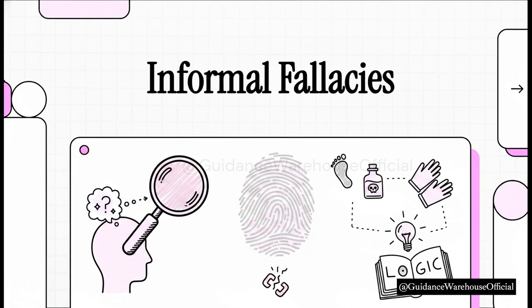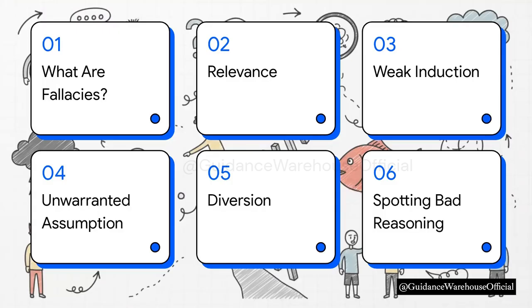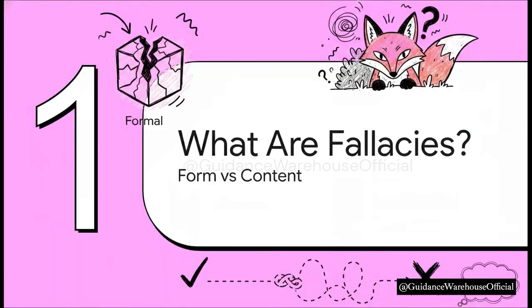We are going to learn how to treat faulty logic like a crime scene, dusting for the fingerprints of what philosophers call informal fallacies. Okay, let's quickly check out our syllabus for today. We're going to empower you to spot bad reasoning by breaking down 4 major categories: fallacies of relevance, weak induction, unwarranted assumptions, and diversion. By the end of this, you are going to have a complete toolkit for spotting faulty logic. All right, let's jump right into Section 1.